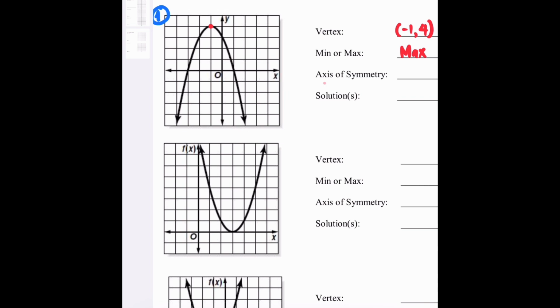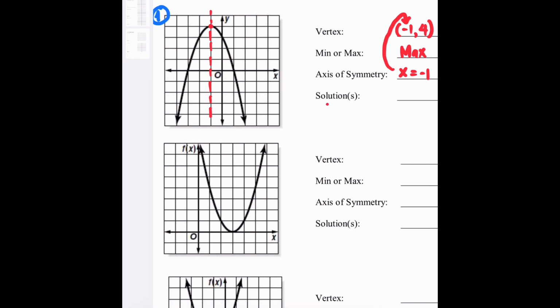The axis of symmetry is the line that passes through the vertex, which divides the parabola into two symmetrical parts. From here, we can say that the axis of symmetry is x equals -1, which is the h, or the x coordinate of our vertex.